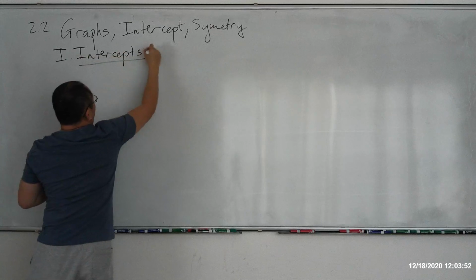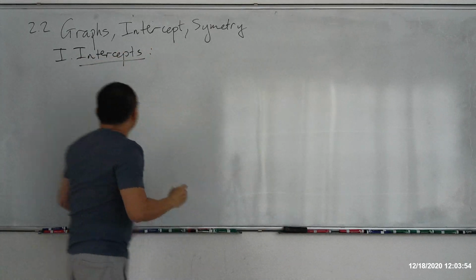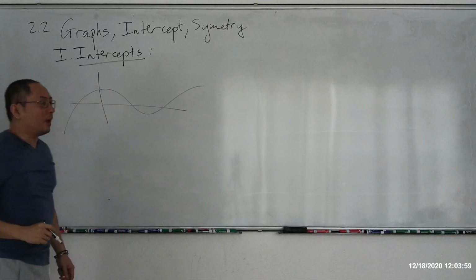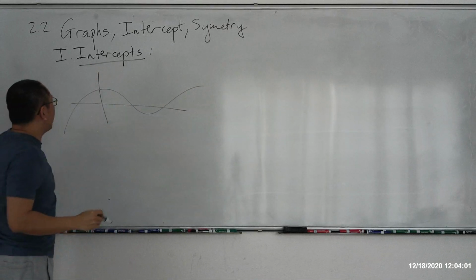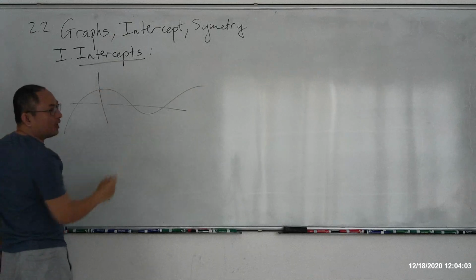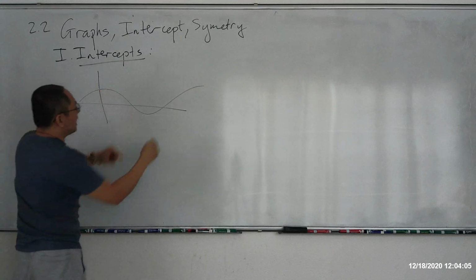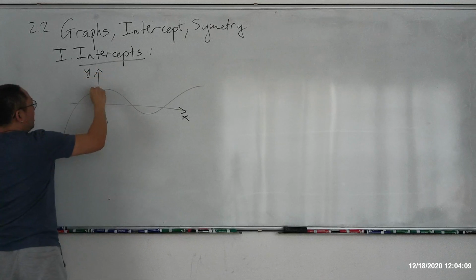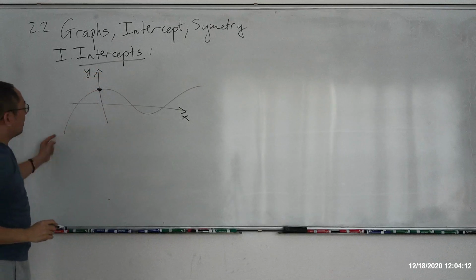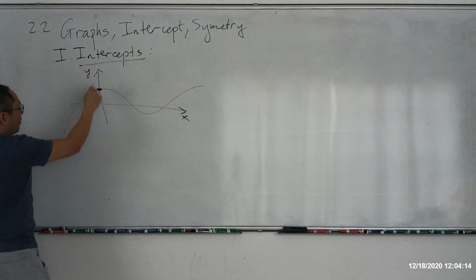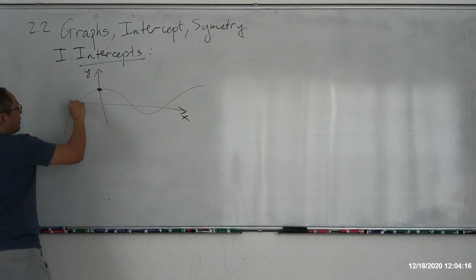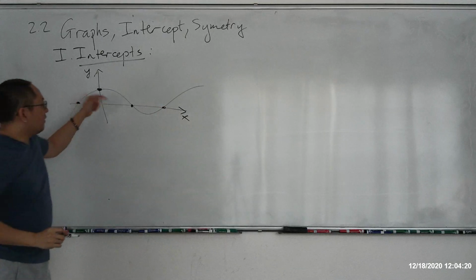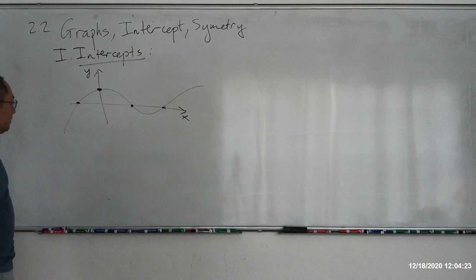Okay. So let me just sketch a very random graph. Say you have a graph. We have two types of intercept, and the name says it all. Intercept is a point where the graph intersects either the x-axis or the y-axis. So this point right here is called the y-intercept because that's the point where the graph intersects the y-axis, and we only have one y-intercept. This point and that point are called the x-intercepts because the graph intersects the x-axis.